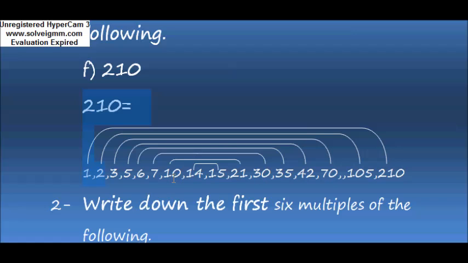10 times 21. When you divide 210 by 10, you will get the answer 21. So you will write 10 here and 21 here. And 14: when you divide 210 by 14, you will get 15. So 14 here and 15 here. In this way, you can write all the factors of complicated numbers.